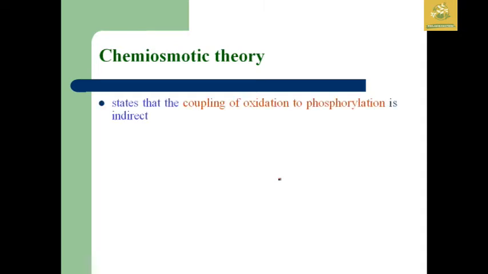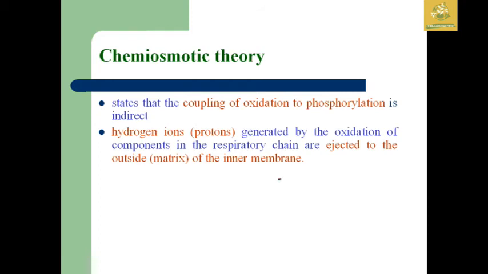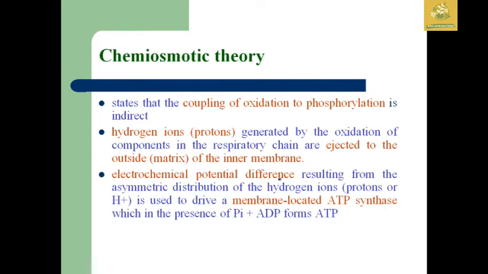He stated that the coupling of oxidation to phosphorylation is indirect, so there is no direct transfer, and the hydrogen protons generated by oxidation in the respiratory chain are ejected outside the matrix across the inner membrane. This theory states that the electrochemical potential difference resulting from the asymmetrical distribution of hydrogen ions from the outer matrix to the inner matrix is used to drive membrane-located ATP synthesis, which uses Pi plus ADP to form ATP.